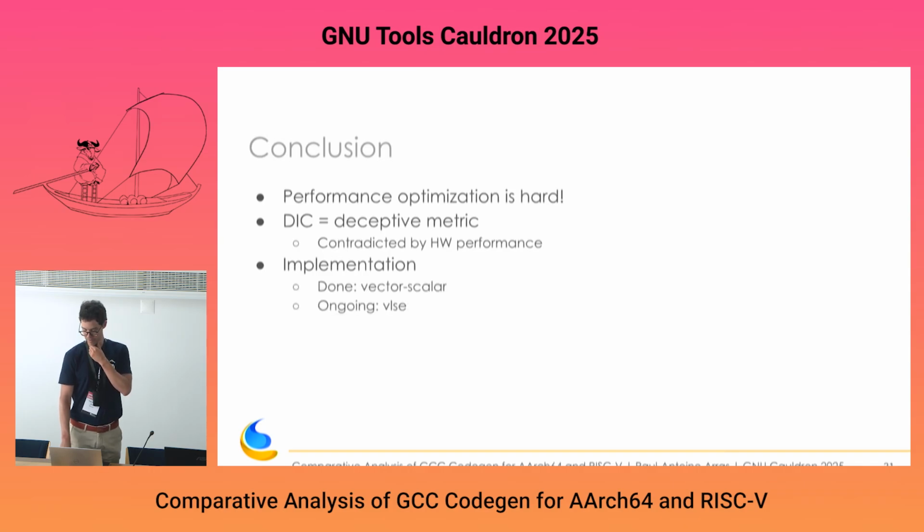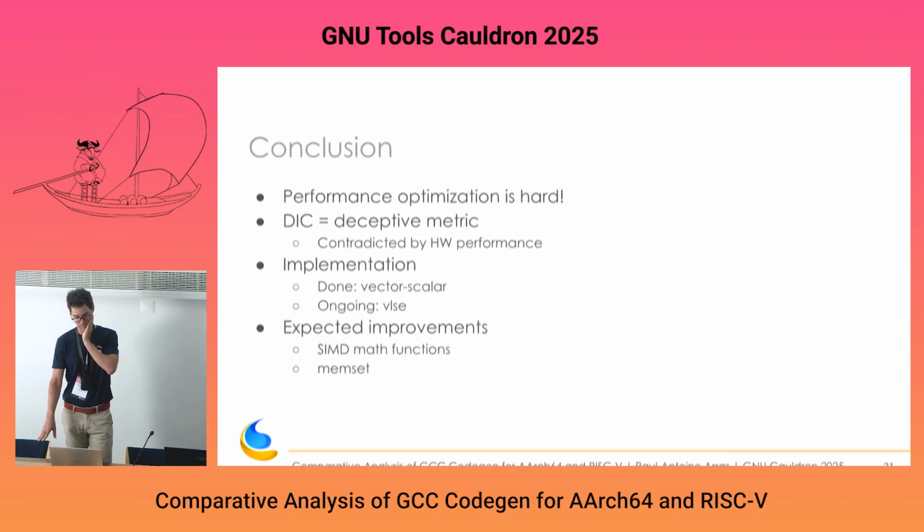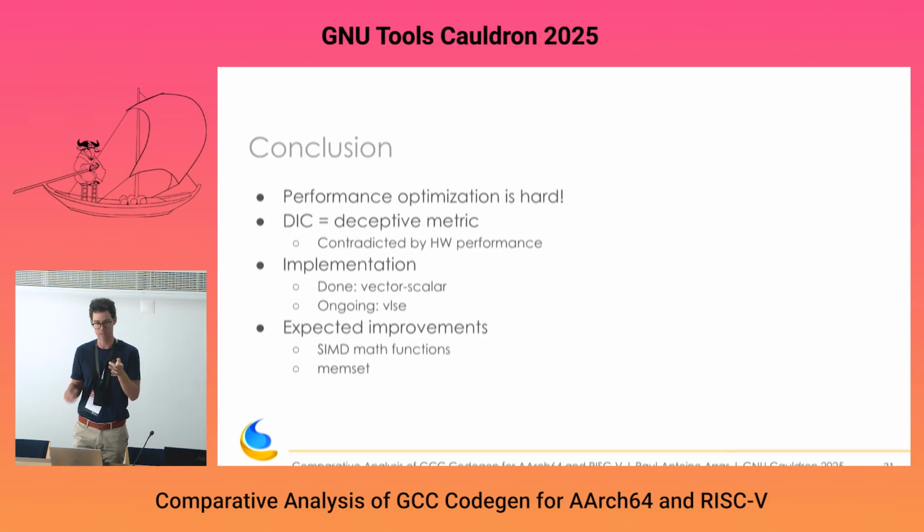So in terms of implementation, I told you about the vector scalar patches. The VLSE, it's ongoing, so to be continued. In terms of expected improvements that I'm not involved with directly, but I'm checking from time to time, there is some progress being done. So SIMD math functions to have more efficient EXP and functions like that. Memset, and actually not only memset, but all the mem family functions.